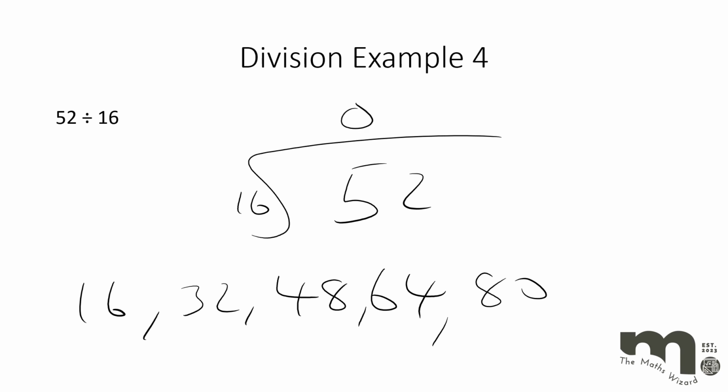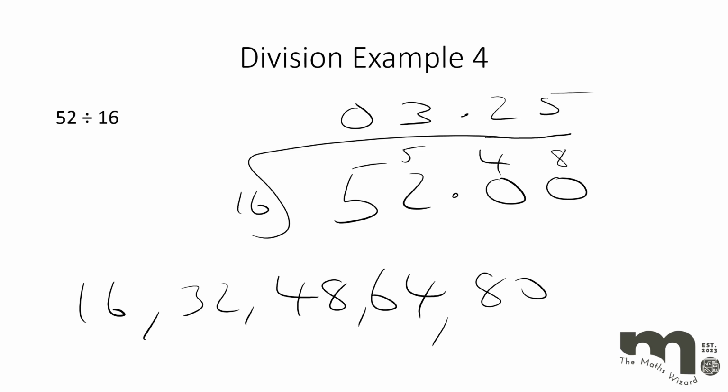So 16 into 5 doesn't go, so you carry your 5 across, and then we can do 16 into 52, which as you can see goes 3 times. So we then got our decimal point that needs to go in, write our 0 after that, and we've got a remainder of 4. 16 only goes into 40 twice. We've got a remainder of 8 this time, so we've got to write our 0 here. And then we've got 16 into 80, which goes 5 times exactly. So that will be 3.25 for your final answer there.